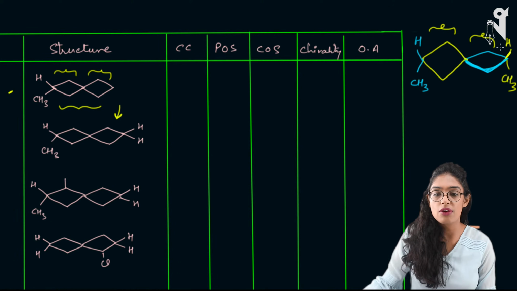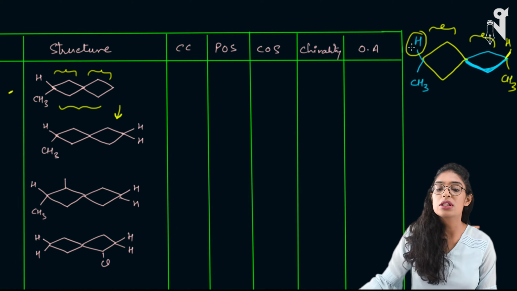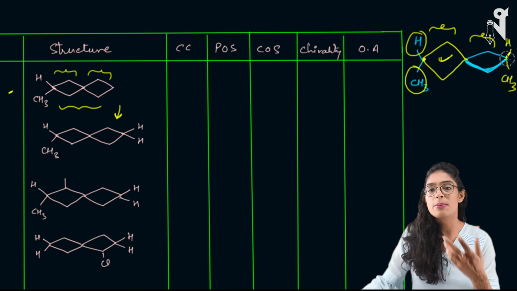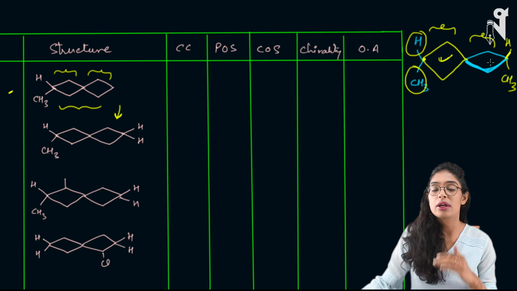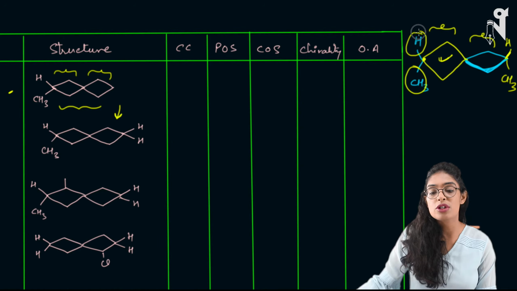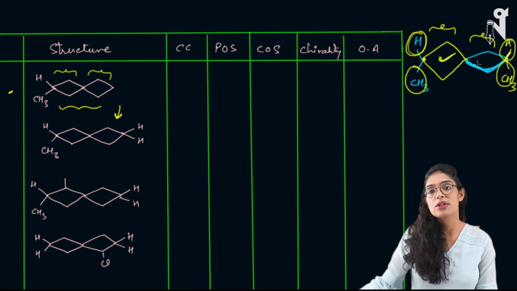And the bonds which they are forming over here, this bond will be in the opposite plane with respect to the ring, and this bond will be in the opposite, not opposite exactly, perpendicular plane. Opposite is the wrong word. So these bonds will be in the perpendicular plane with respect to this chain. These bonds will be in the perpendicular plane with respect to this ring.